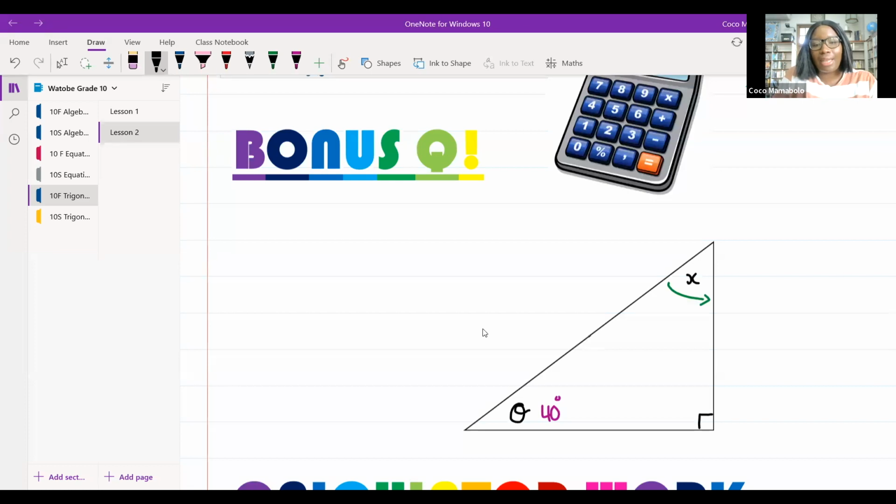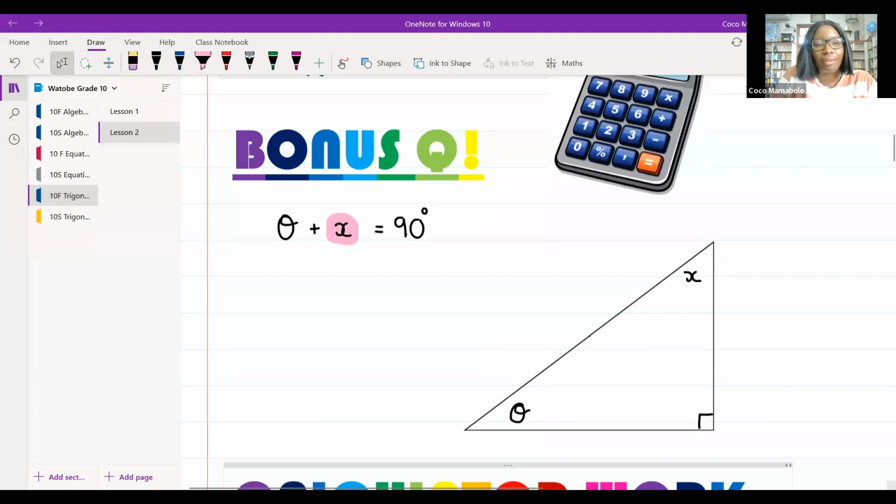We said that these two angles together need to add up to not 180. They need to add up to 90 degrees. So I can go theta plus x, because the x is what we don't know. The x is what we want, is equal to 90 degrees, right? Now, if I want to solve for x, guys, what am I going to do with this theta?